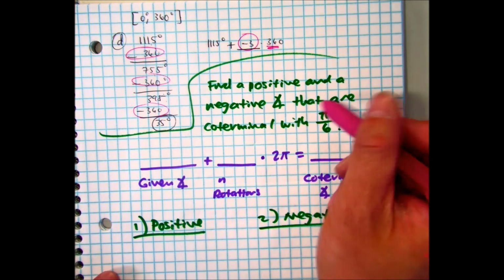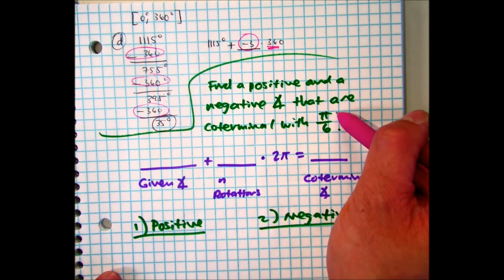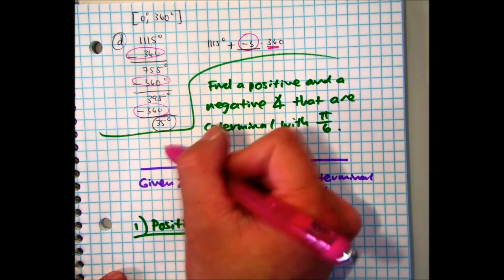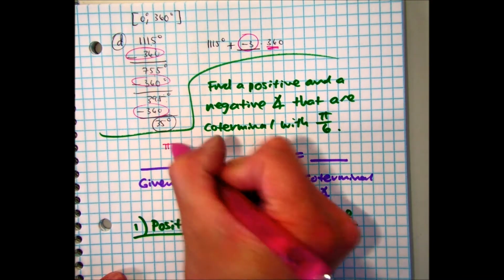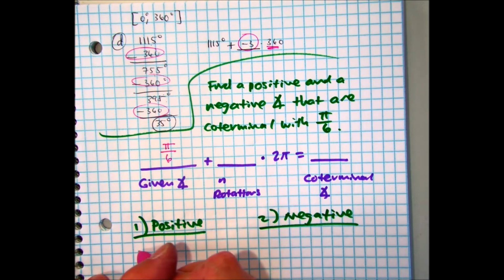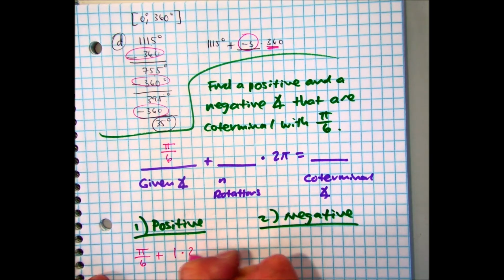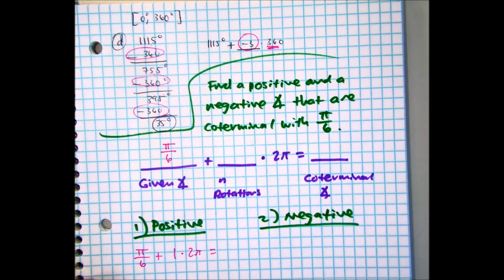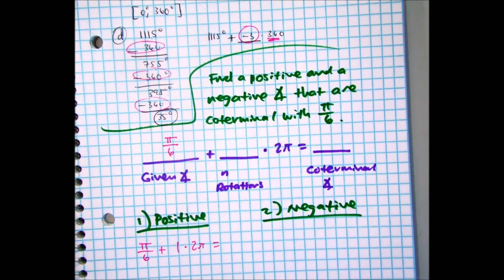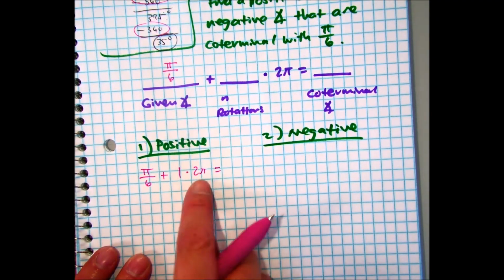So in this problem, I have an angle now measured in radians. I know it's radians because there's no degree symbol and it has the pi symbol. So my given angle is pi over 6. Well, I need one that's positive, so I can just do one positive rotation. So pi over 6 plus 1 times 2 pi is going to give me my new angle, my coterminal angle. Well, I just multiply. 1 times 2 pi is how much?